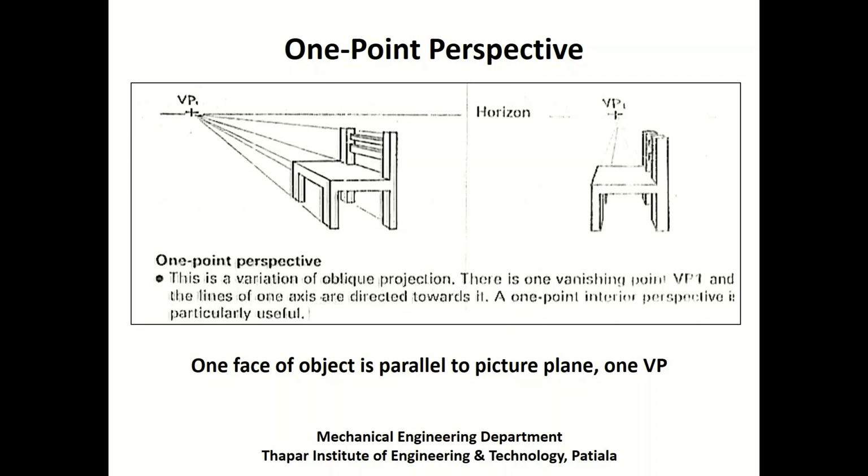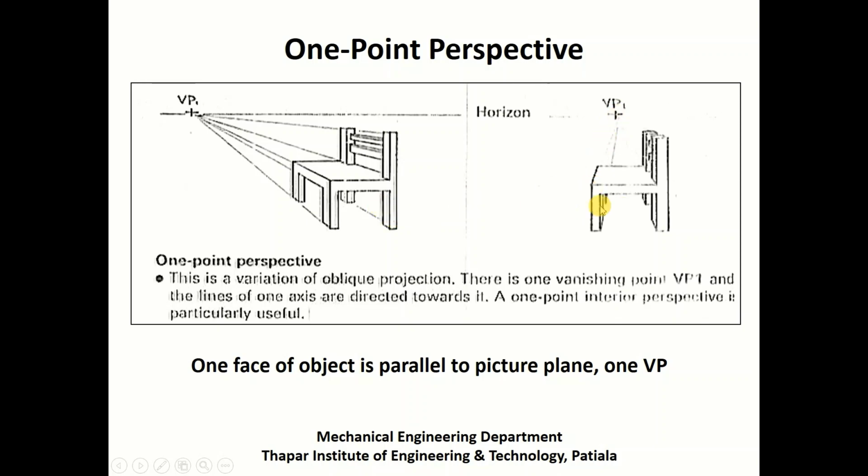This is yet another example of 1 point perspective where this chair has got all the vertical and the horizontal edges parallel to each other, whereas the edges along this direction are non-parallel and they tend to meet at this point, which is the vanishing point for this view. Similarly, in this case also the horizontal and the vertical edges are parallel, whereas the edges along the depth direction tend to meet at this vanishing point.